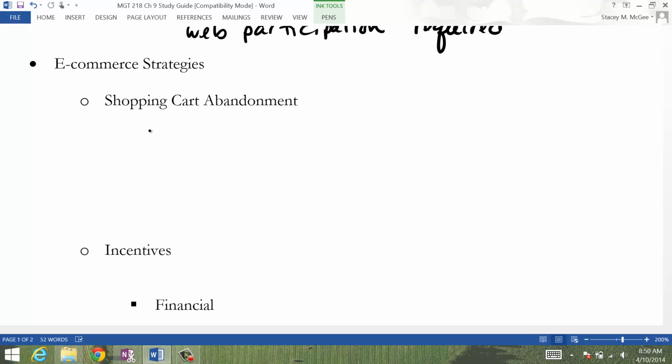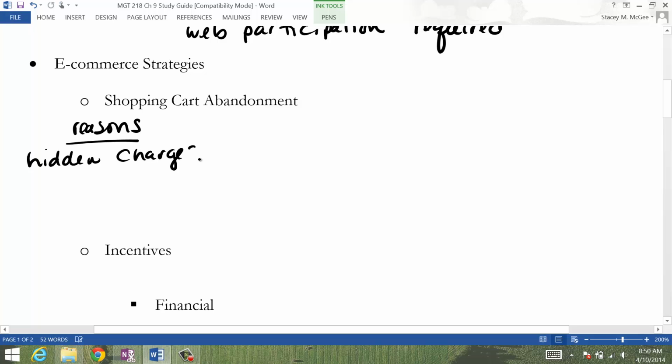Some of the common reasons for shopping cart abandonment are hidden charges. When you were shopping, you thought the price was this, and then when you get to the shopping cart to make the final purchase, you realize there were charges you didn't understand, which brings the overall cost up, and so then they just forget it. Another one is difficulty in checking out.